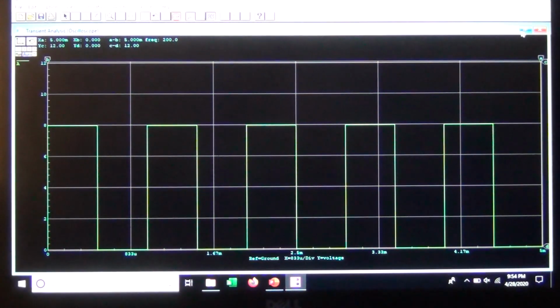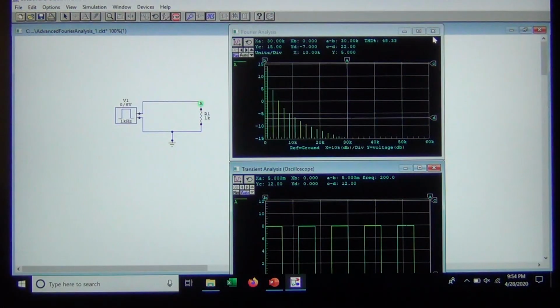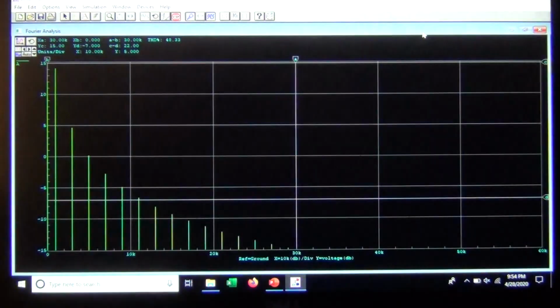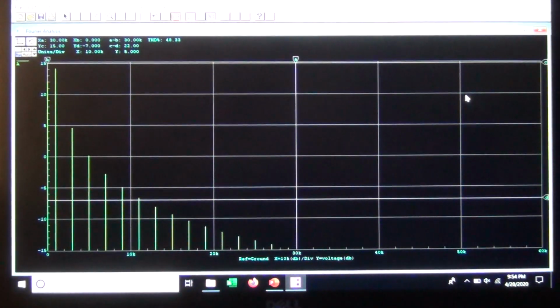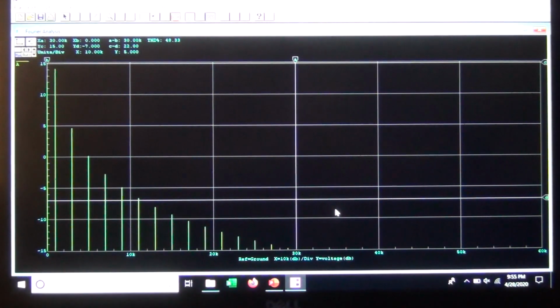Then we'll take a look at the Fourier analysis. I've changed the scales here. I actually go all the way to 60 kilohertz. The fundamental here, I think, is still a 1 kilohertz signal. So there's 1. The next one here is 3, 5, 7, 9, 11, 13, 15, 17, 19, 21, 23, 25, 27, 29, and you can't see past that. So the 29th harmonic is the last one.